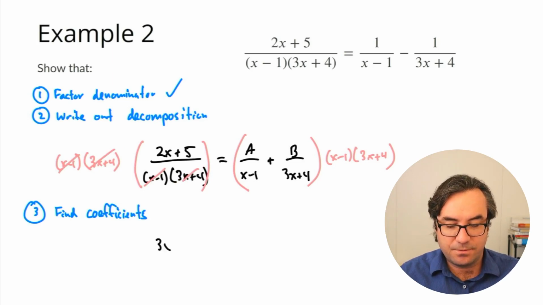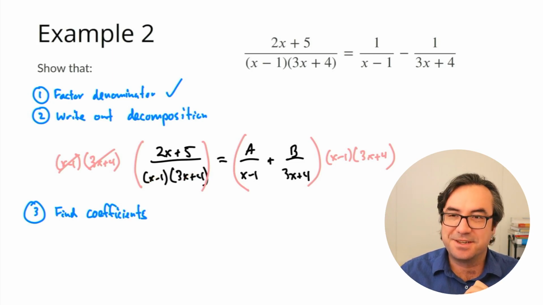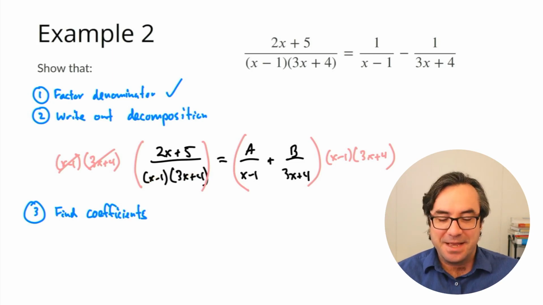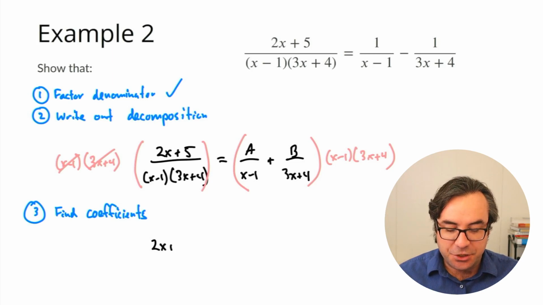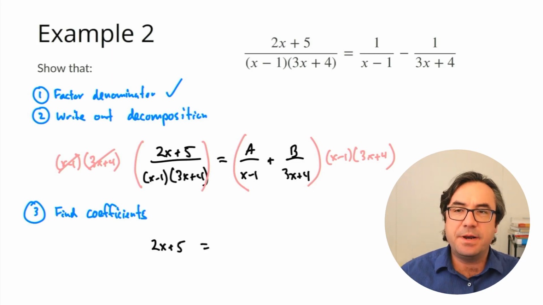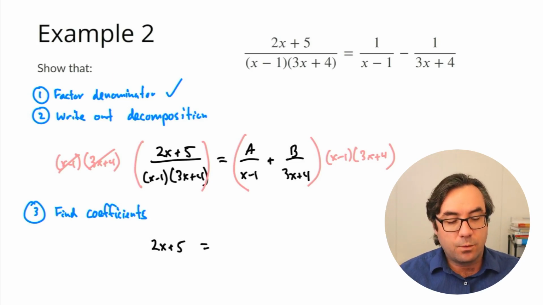And I want to get rid of those cross-outs. There we go. All right, so then we have just the 2x plus 5. And then what's happening over there on the right-hand side? Well, we're going to distribute.